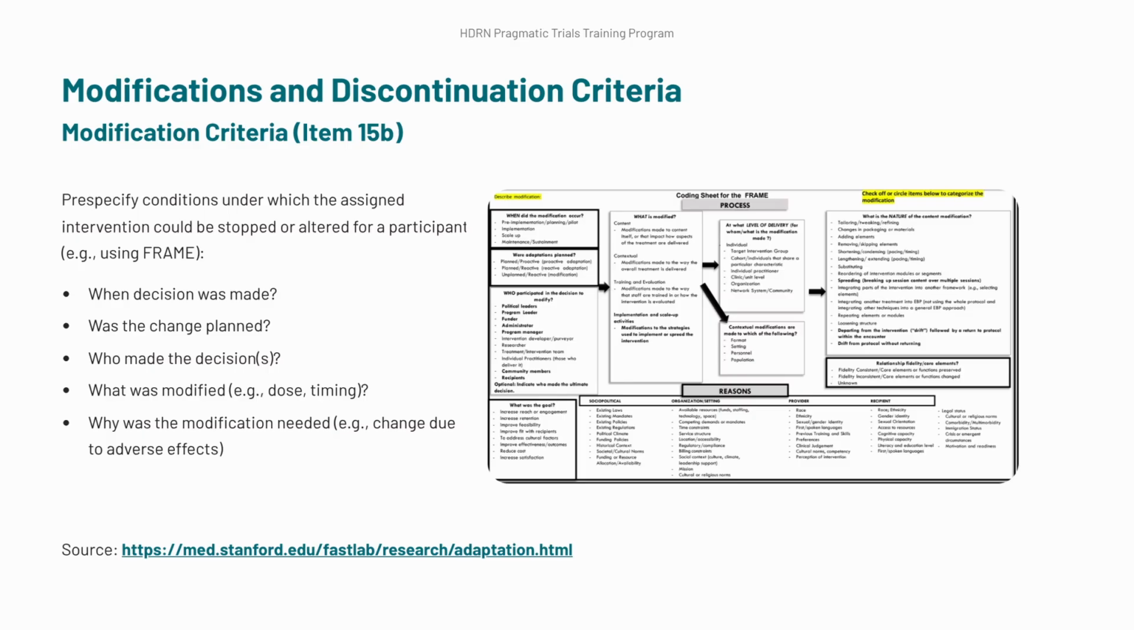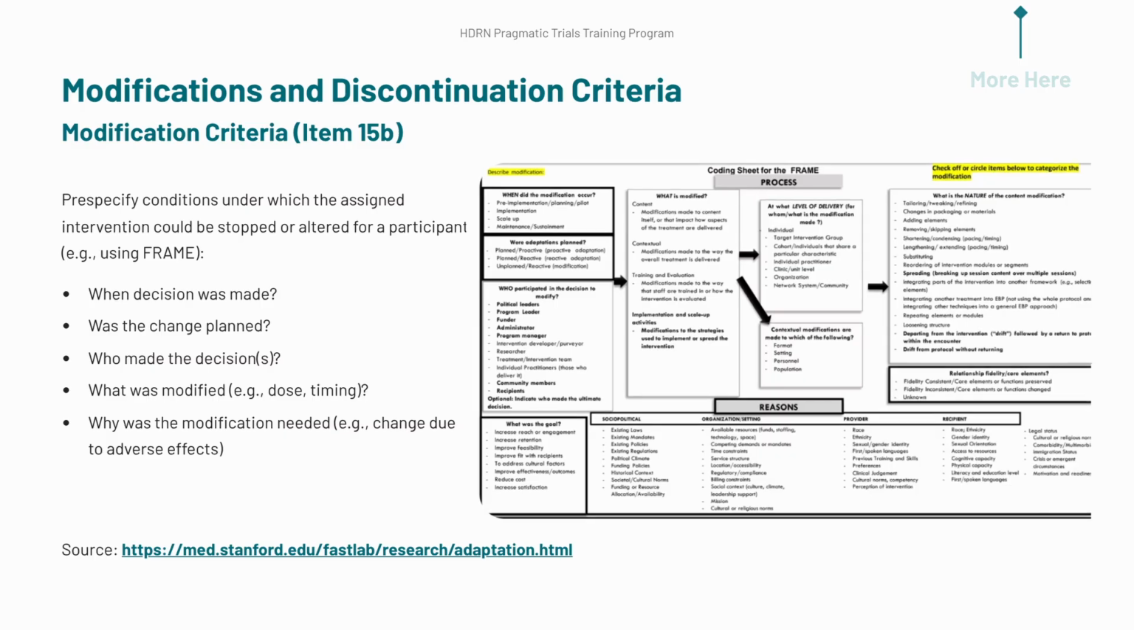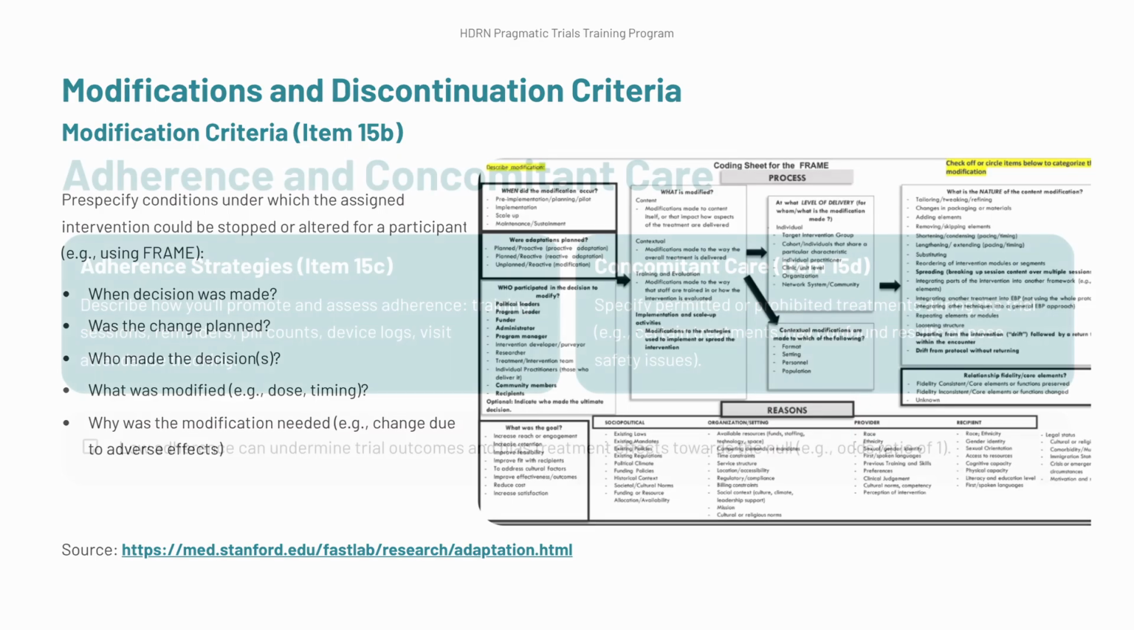Often, these decisions mirror routine care. For instance, if a patient experiences an adverse effect, a clinician might adjust the intervention just as they would in daily practice. What matters is how that change is documented. FRAME, short for the Framework for Reporting Adaptations and Modifications Enhanced, is one useful tool to guide this. It prompts you to capture when a change was made, whether it was planned, and why it happened.